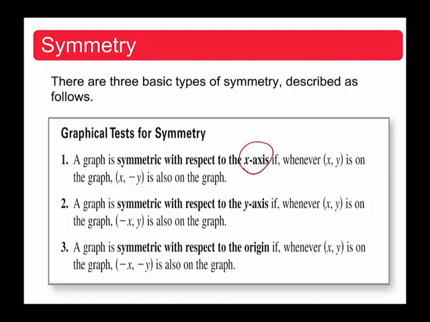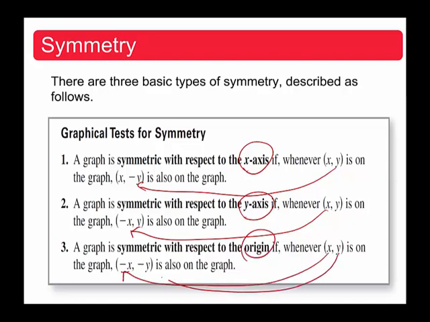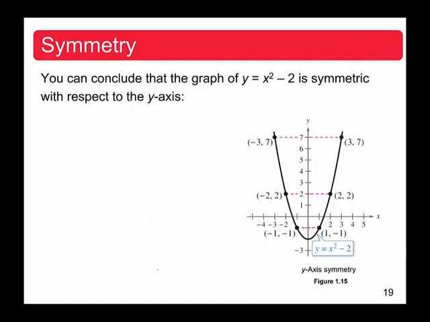As you can see, y becomes negative y, right? X remains the same, the y value becomes opposite. Symmetry with respect to the y-axis: the x value becomes opposite. X becomes negative x, y remains the same. And for symmetry with respect to the origin, both x and y become opposite. So that's basically how those three symmetries look from a graphical perspective.